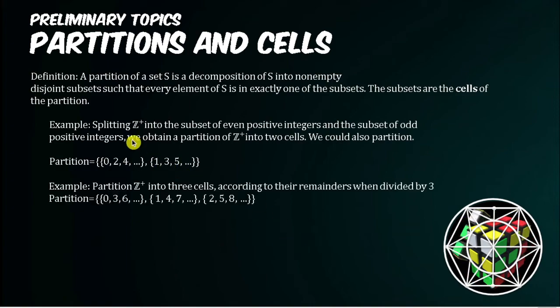Of course, we can partition the same set into three according to their remainder when divided by three. When you divide any positive integer by 3, there will be three cases. It provides us a remainder of 0, 1, or 2. So we can use that as a tool, or an algorithm, to partition all the elements of the positive integers. The first cell is the set of all positive integers that when divided by 3 yield a remainder of 0.